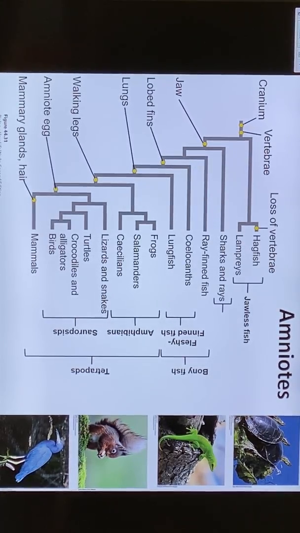Now, the amniotic egg is still a feature that's ancestral to the mammals, but we don't lay eggs outside of our bodies. So the amniotic egg is still considered a synapomorphy that was passed on to the mammals, but we adapted it so that the development is now internal.